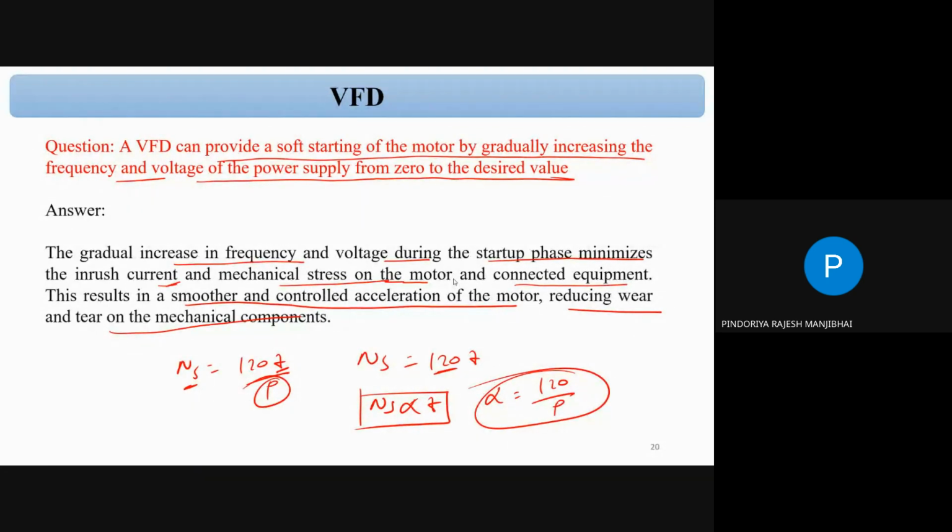Okay. Good. Very good. So now we can start unit number 4. Unit number 4 is the dynamic model of electric drives. That is the name of the unit.